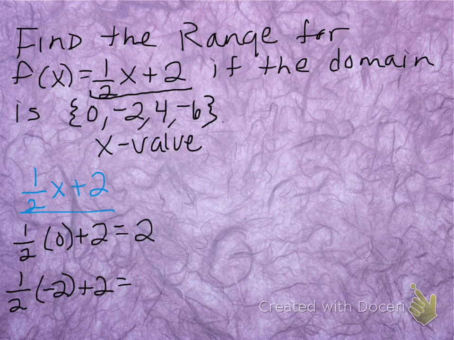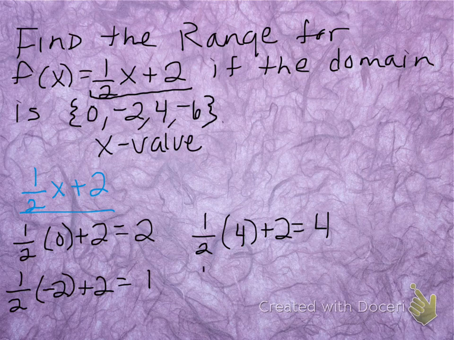Now you can be using a calculator for this. If you wanted to plug it into a calculator, you would just use 0.5 for 1/2. Or you could take -2 divided by 2, or take 1/2 of -2, which is -1 plus 2 gives you 1. Our next one is 4, so we're going to take 1/2 times 4 plus 2. Well, 1/2 times 4 is the same as a half of 4, or 4 divided by 2, which is 2, plus 2 gives you 4.